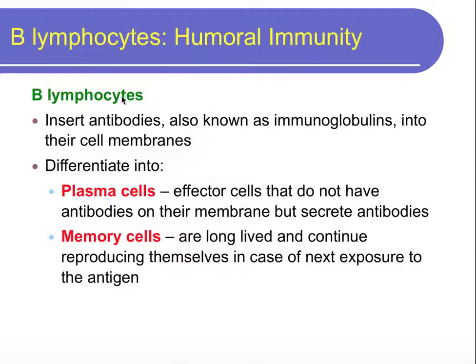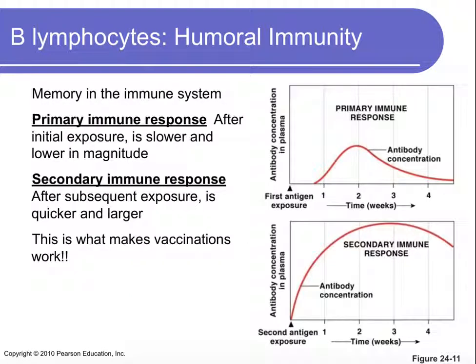So let's talk specifically about those B lymphocytes. The B lymphocytes are involved in what we call humoral immunity. B lymphocytes will insert antibodies into their cell membrane. And when they're activated, they differentiate into plasma cells and memory cells. Plasma cells will make more antibodies, and memory cells will stick around and remember in case we get exposed to the same pathogen. And when we do, we can mount a quicker response. So for example, let's say we were exposed to a pathogen.